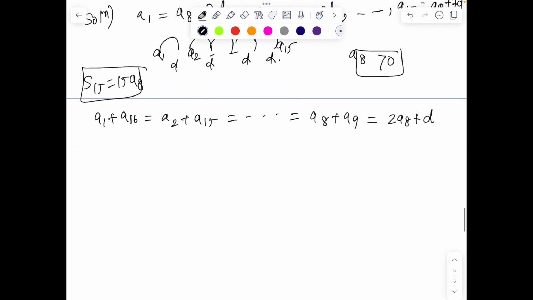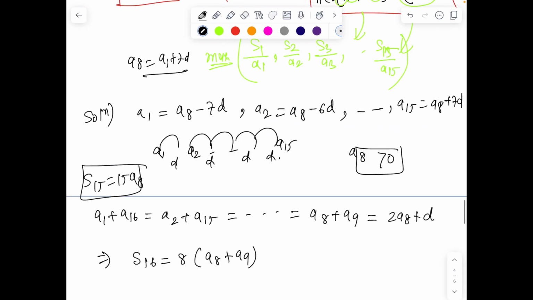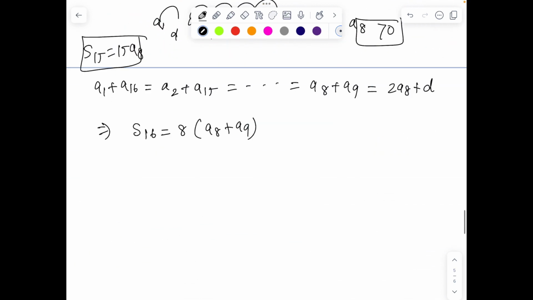So 28 plus D. From here, what we can conclude is X16 is 8 into A8 plus A9, and since that's less than 0 and A8 is already positive, A9 has to be less than 0, right? So that gives a conclusion for A9 to be less than 0.